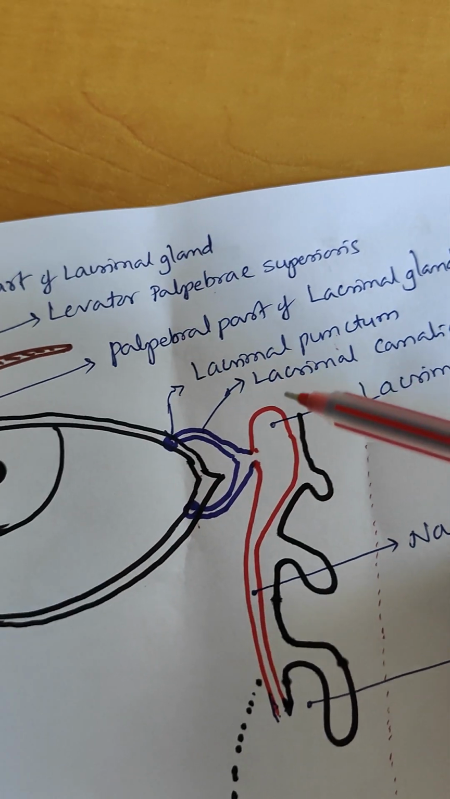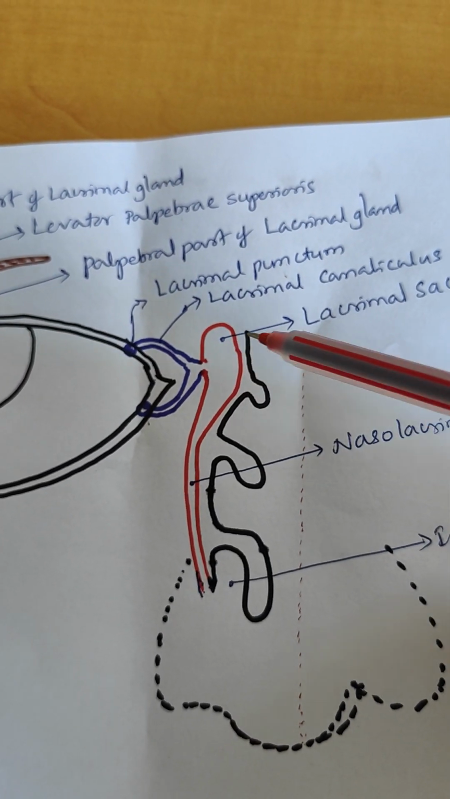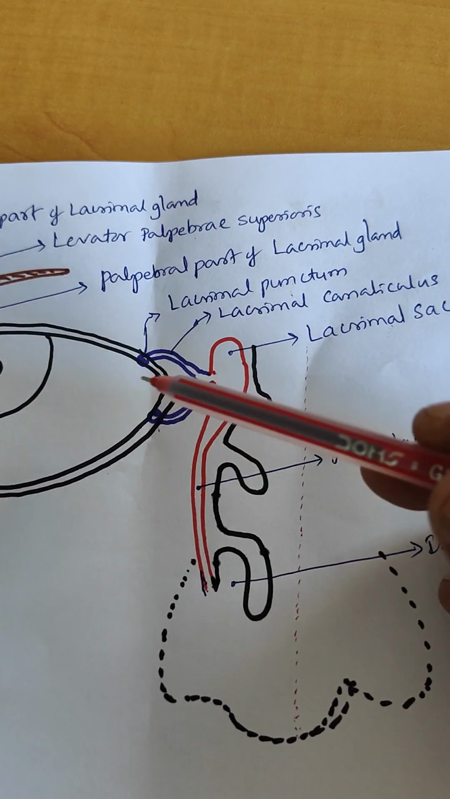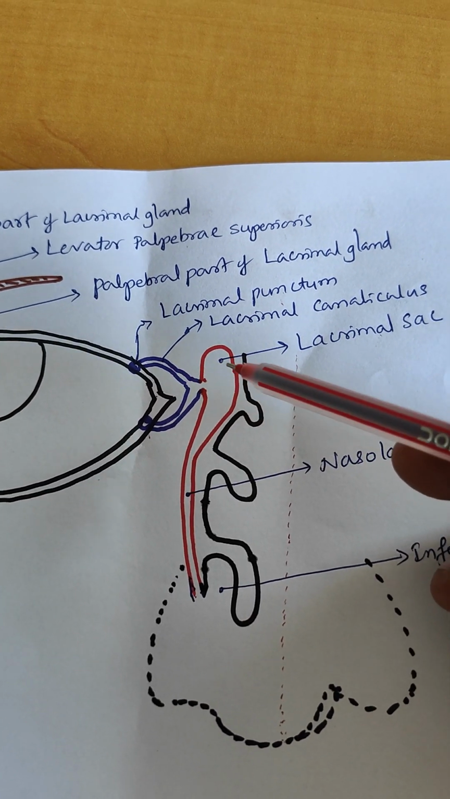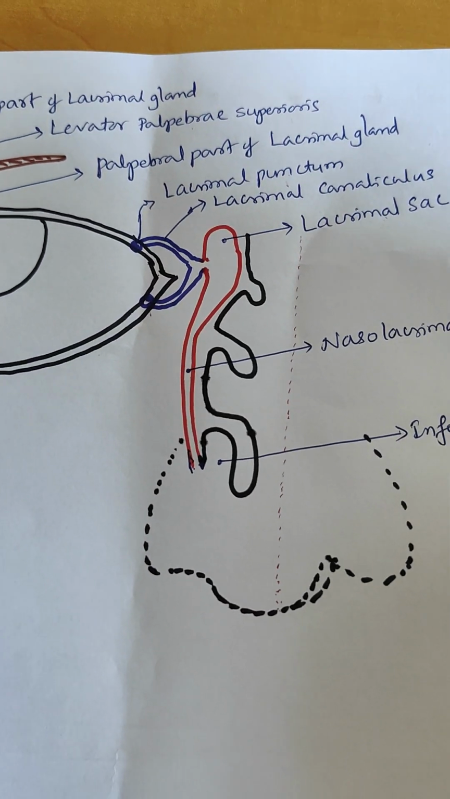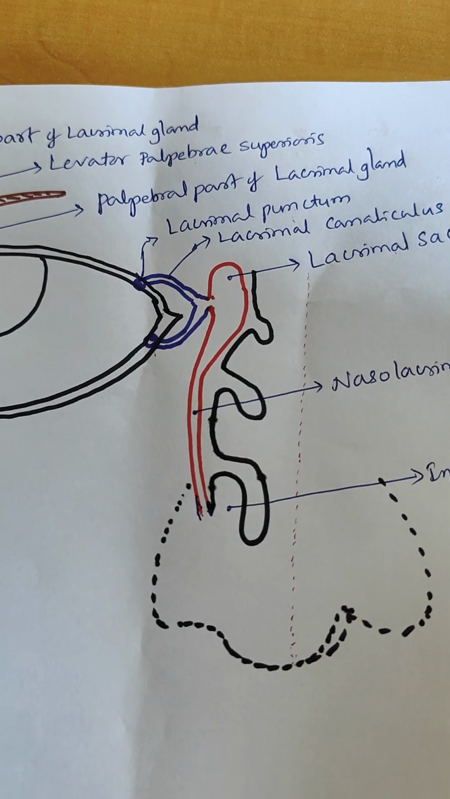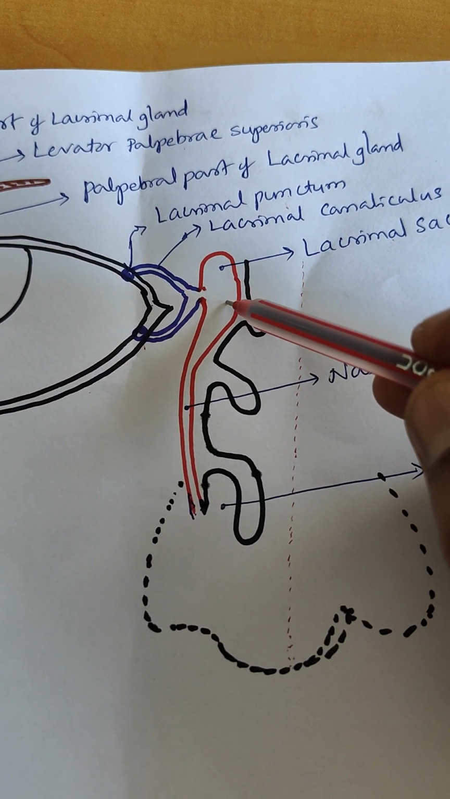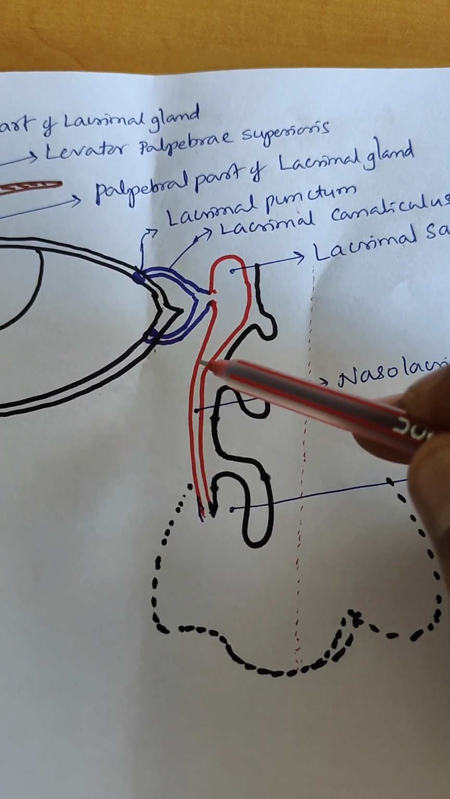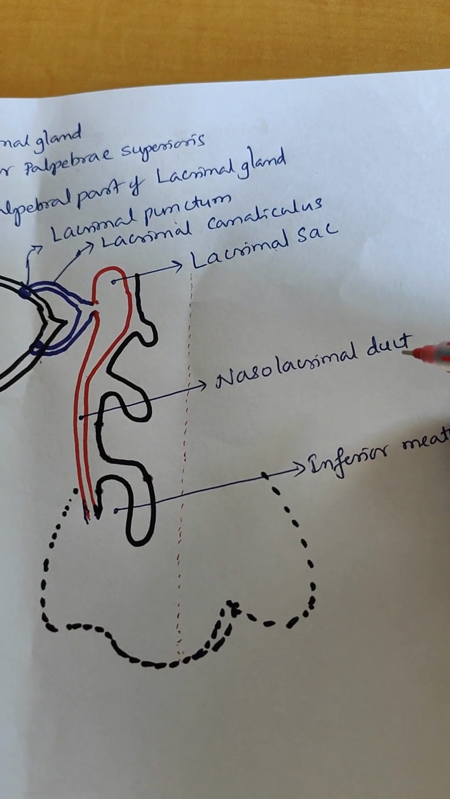There are two small canals which will drain the tears from the lacrimal puncta, and both of them will open into another sac called the lacrimal sac. So ultimately tears from the canaliculi will come to the lacrimal sac, which is located in the lacrimal fossa in the medial orbital wall between the lacrimal bone and the frontal process of the maxilla. So this lacrimal sac, the fluid will come here, and from the bottom end of the lacrimal sac, a vertical duct begins, that is called the nasolacrimal duct.